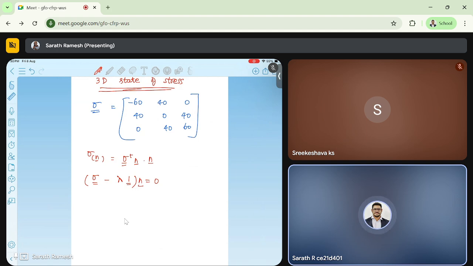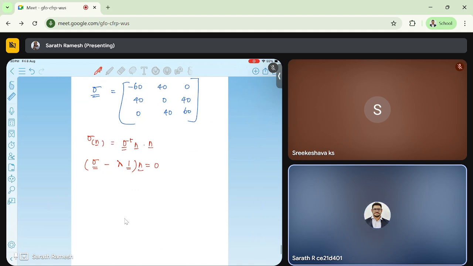The lambda corresponds to the eigenvalues or the principal values, and the n corresponds to the principal planes or principal directions. So we will get a condition that the determinant of sigma minus lambda I is equal to 0. Sigma is the stress tensor, I is the identity matrix, and lambda is some constant. That constant will give us the principal values, the eigenvalues. This we have to solve.